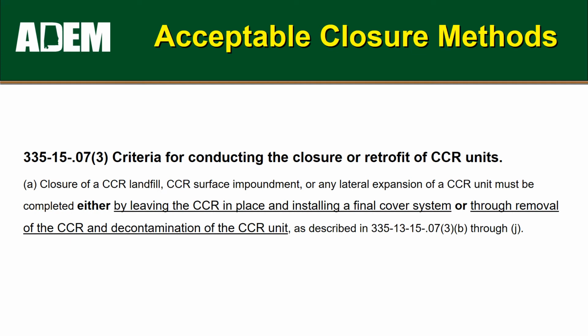Sections B through J of the state CCR rule provide the requirements that facilities must comply with for both of those options, whether they are leaving waste in place by installing a final cover system or through removal of the CCR and decontamination of the CCR unit. It is noted that both of these closure methods have been a staple of closure operations for over 40 years and are similar to how hazardous waste sites are closed.